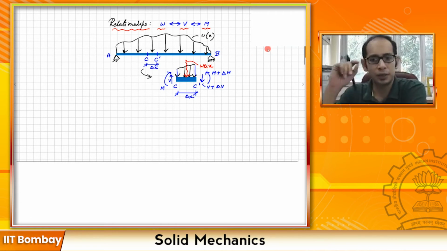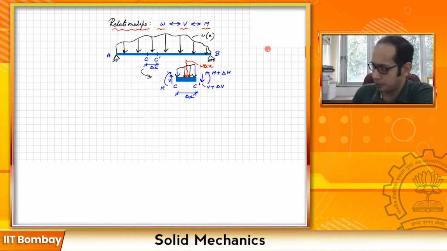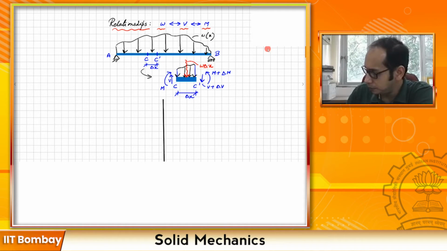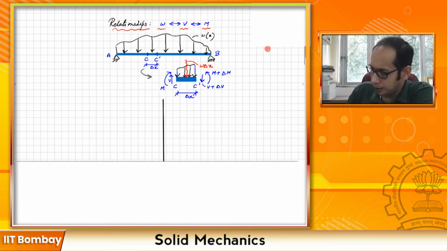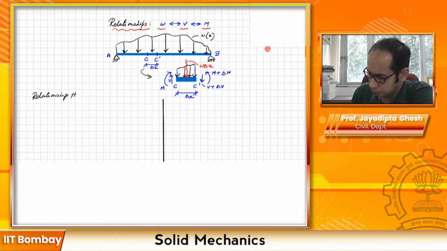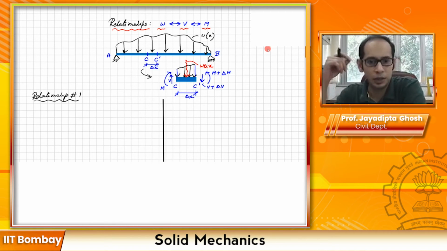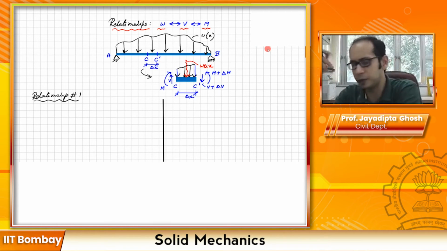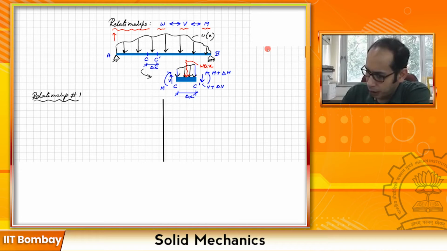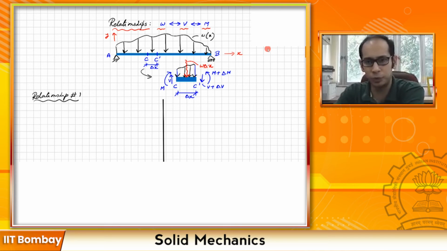So now let's look at the first two relationships which we are going to derive. Let me draw a divider over here, and let's look at relationship number one. Relationship number one is going to be from the equilibrium of the vertical forces. In this beam, if upward is positive y, and this is positive x, I am just doing the equilibrium of the forces.